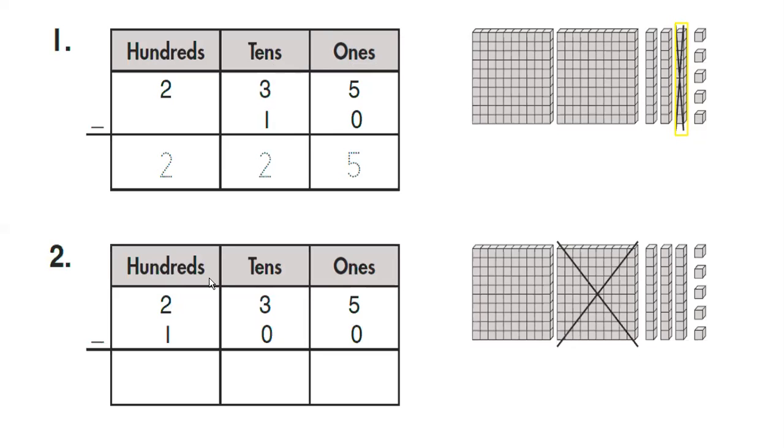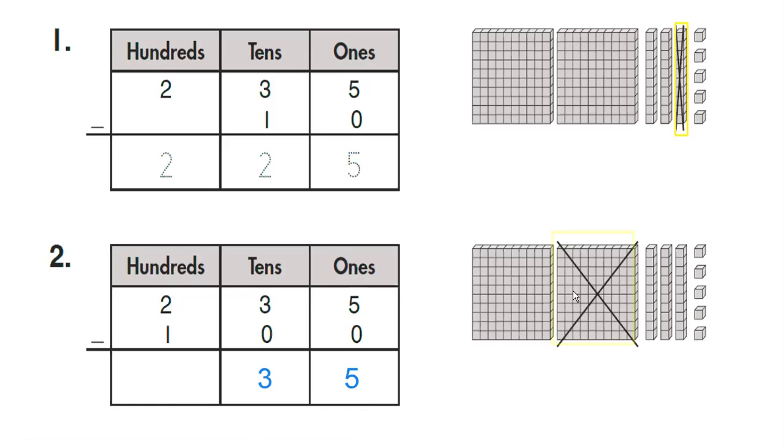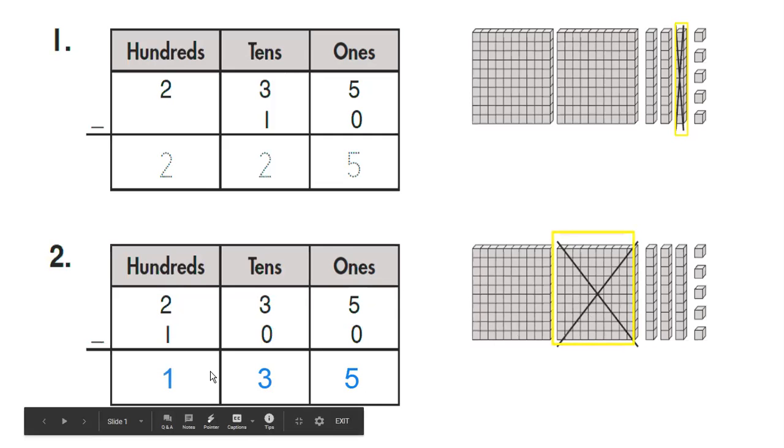Okay, let's look at number 2. 235 minus 100. In this case, first 5 minus 0 is 5. Our 10s stay the same, 3 minus 0 is 3. And then we took away a group of 100, so we're left with one group of 100. 2 minus 1 equals 1. When subtracting 100 from 235, our hundreds change, and we get 135.